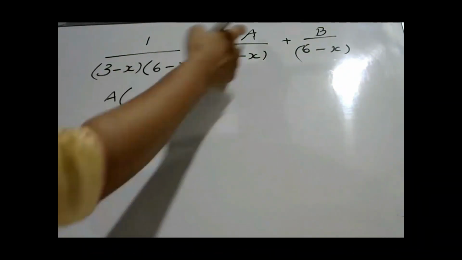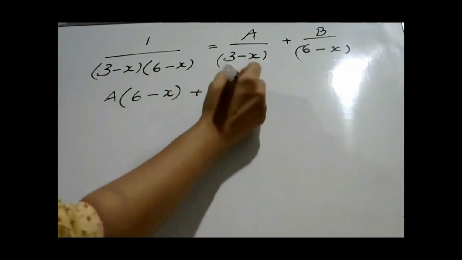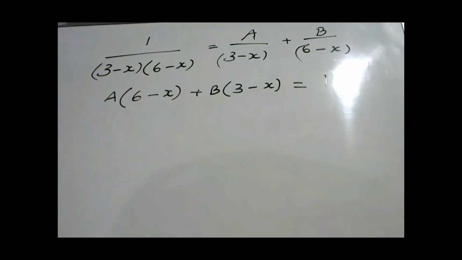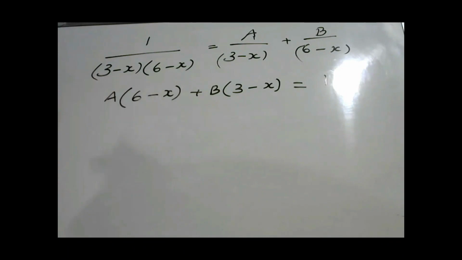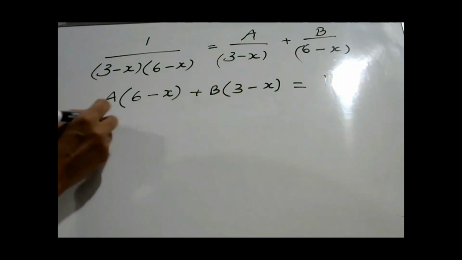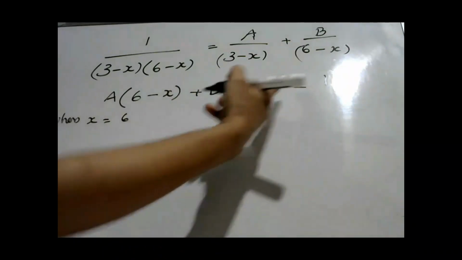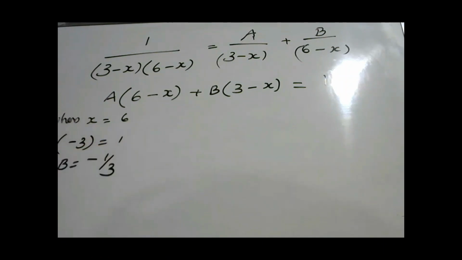So I can write this, just cross multiplying, as A times (6 minus x) plus B times (3 minus x) is equal to 1. Now we calculate the values of A and B. For that, I take x equal to 6. So this term cancels out. What remains is B times, when x is 6, this is negative 3, is equal to 1. Therefore, B is equal to negative 1 over 3.